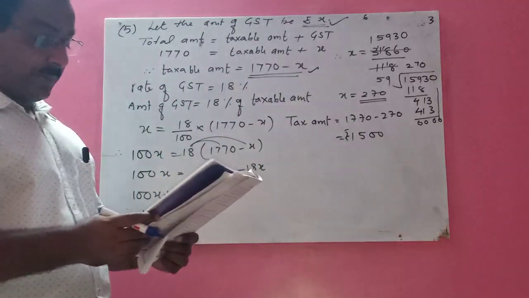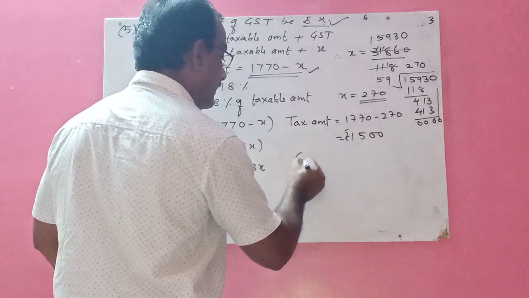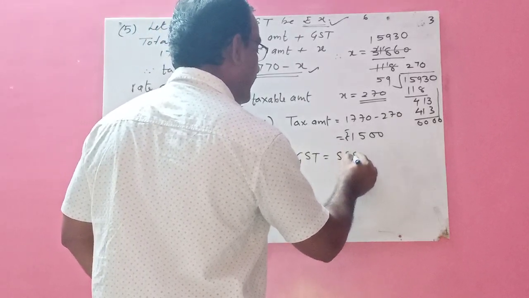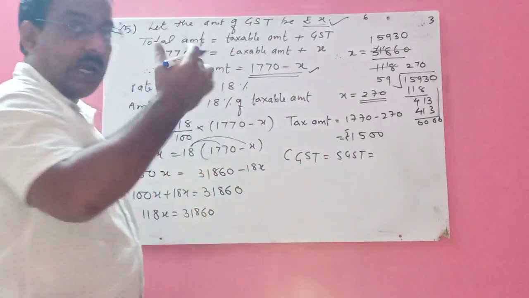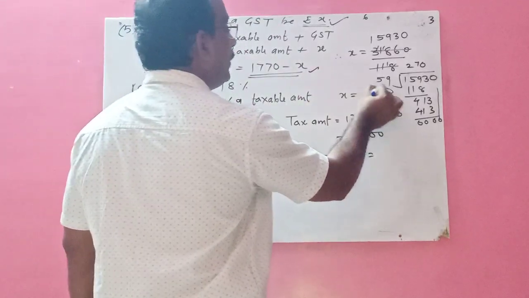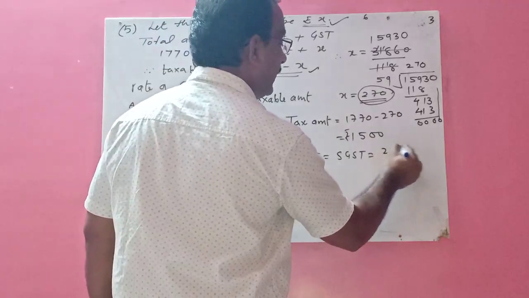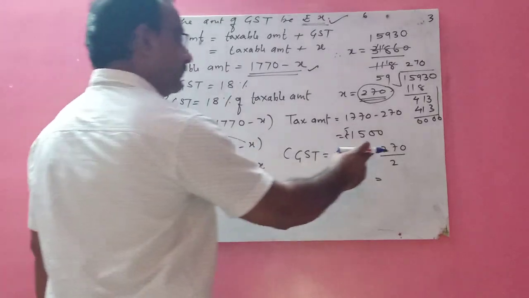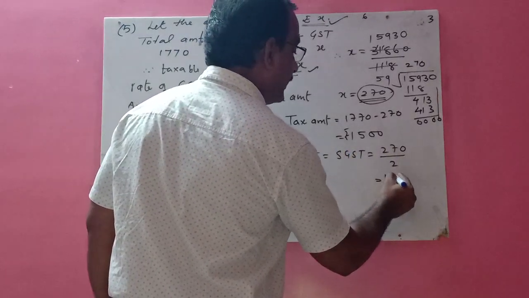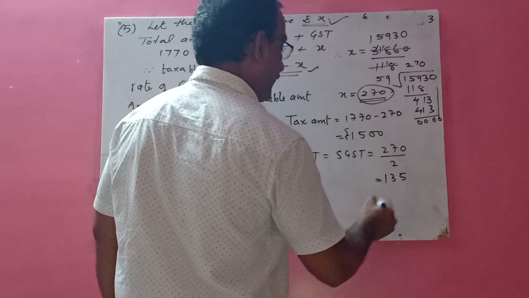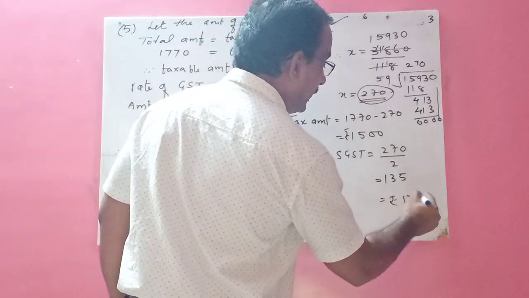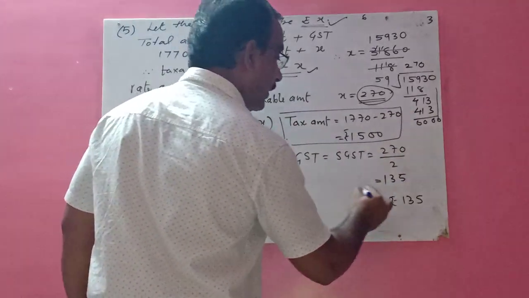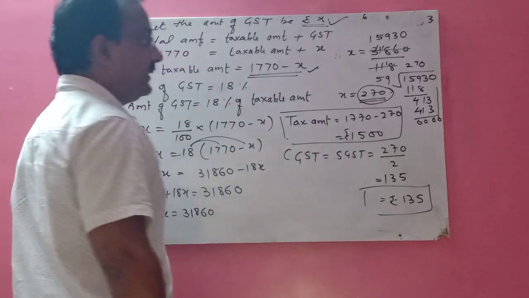This is the taxable amount. Next you have to calculate CGST. CGST is always equal to SGST, which is what? Half of the GST. How much GST we got here? GST we got 270. So 270 divided by 2. If you divide this by 2, 2 ones are, 2 threes are and 2 fives are, so the answer is rupees 135. This is the taxable amount and this is your CGST and SGST.